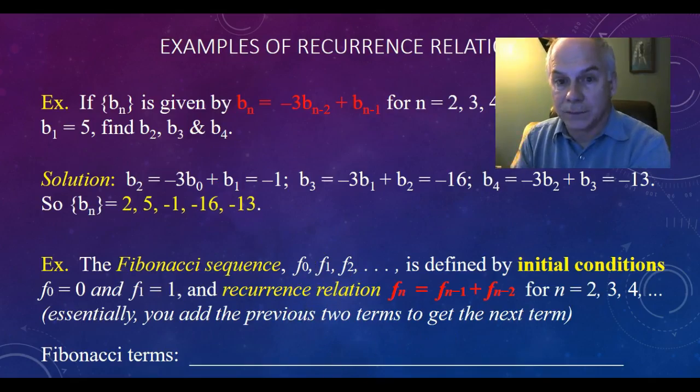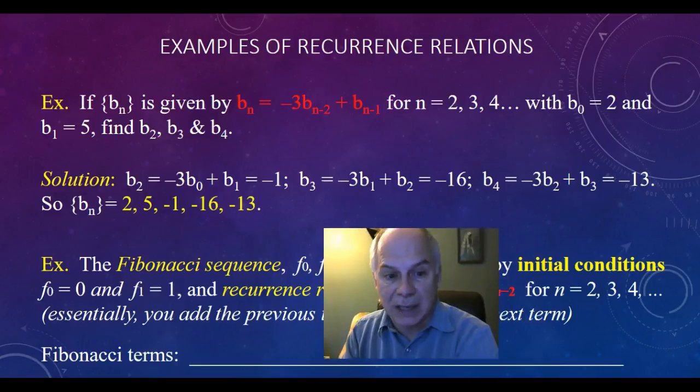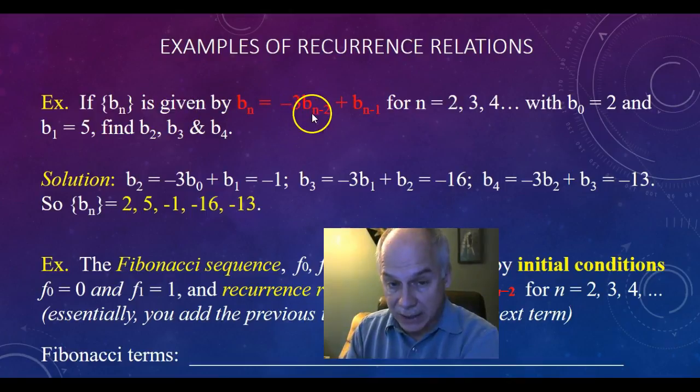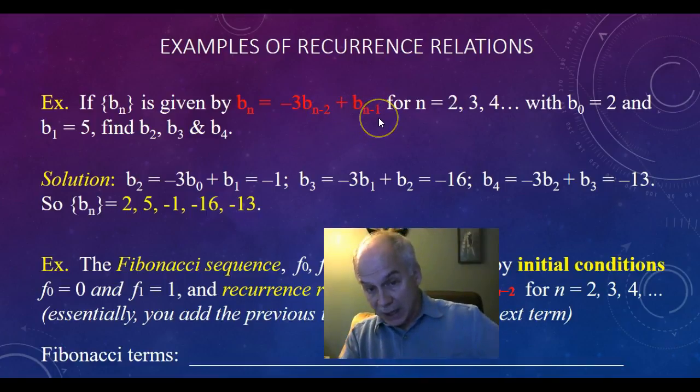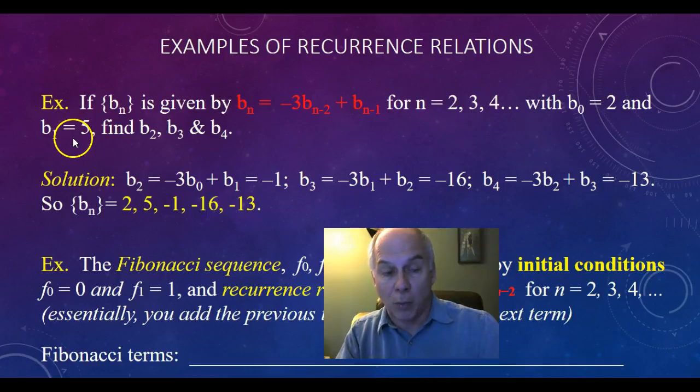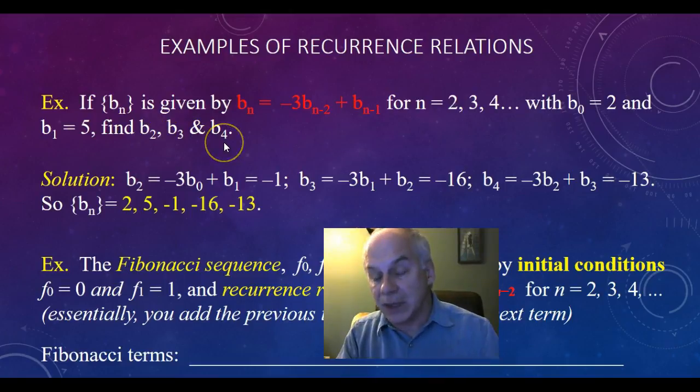All right, so let's look at some more examples of recurrence relations. If b sub n is given by b sub n equals negative 3 times b sub n minus 2 plus b sub n minus 1 for n equals 2, 3, 4, etc., with b sub 0 being 2 and b sub 1 being 5, find b sub 2, b sub 3, and b sub 4.